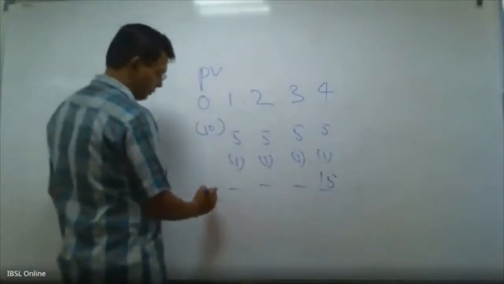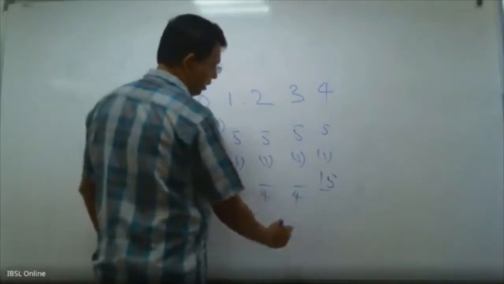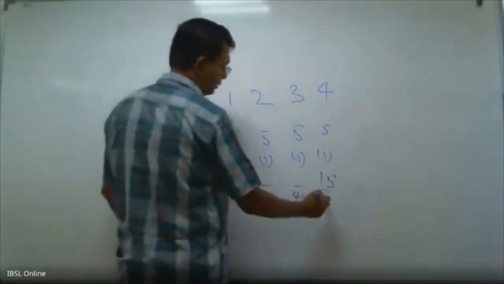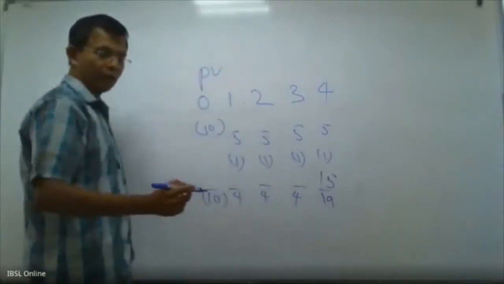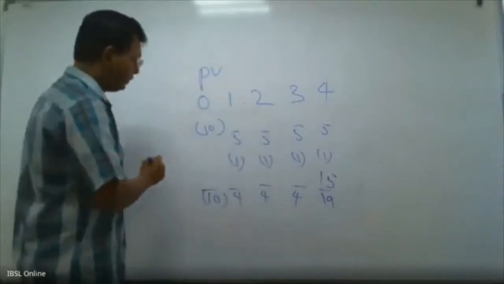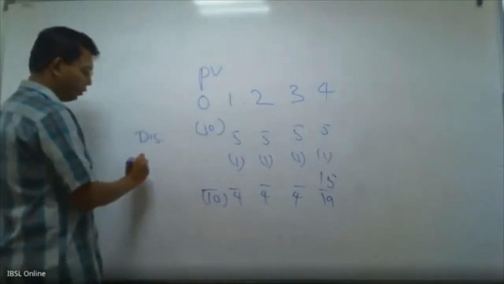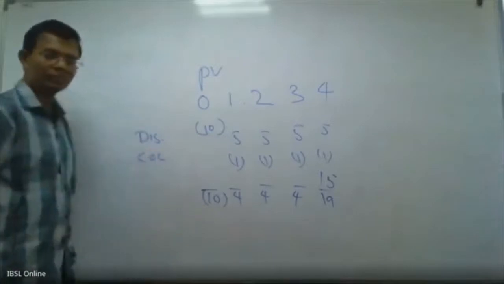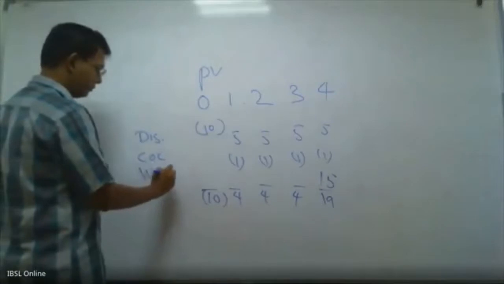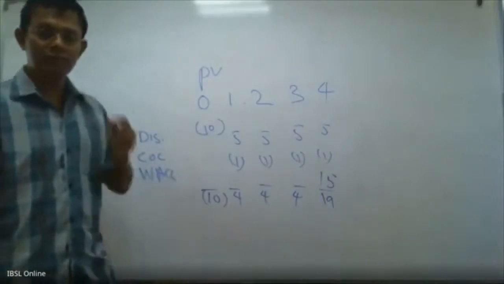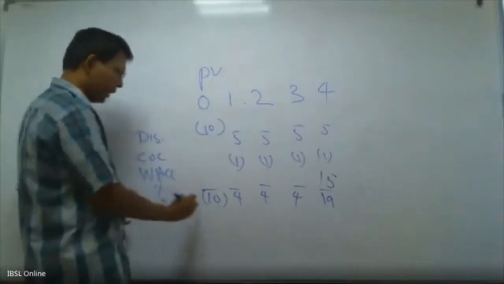10 minus, here 4, here 4, here 4. Here you have 19 plus. And then you have to find the discounting factor. We call it the cost of capital, WACC. We'll be learning how to do this. By using this particular percentage, you calculate.